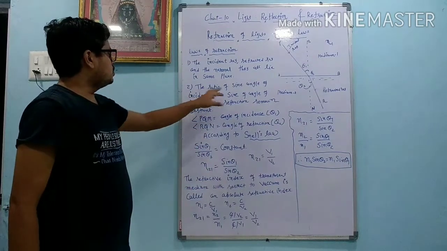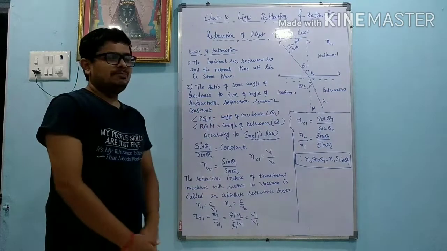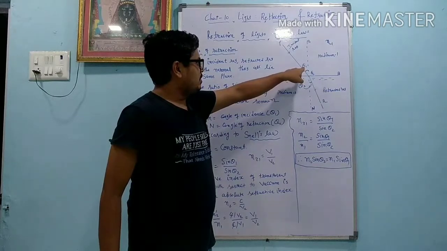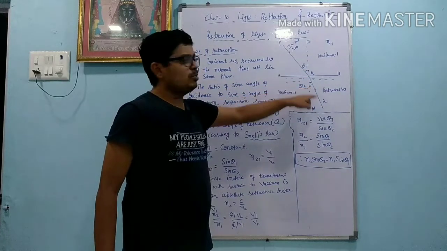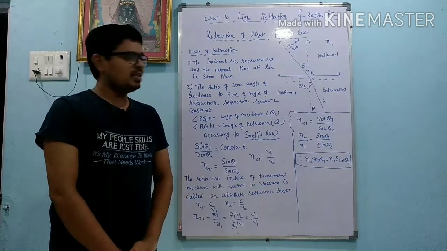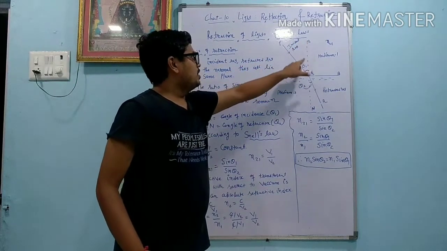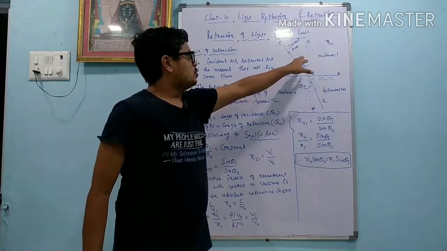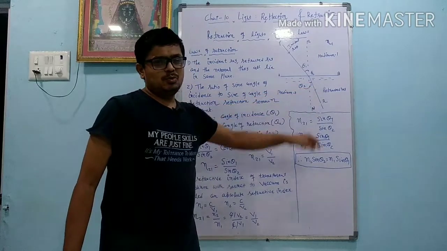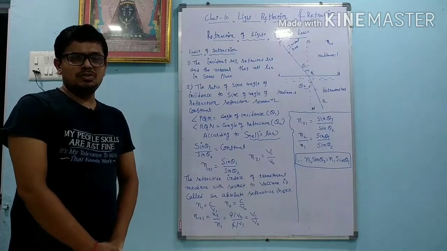Second, the ratio of sine of angle of incidence to sine of angle of refraction remains constant. So the angle of incidence sine theta 1 and angle of refraction sine theta 2, their ratio remains constant. Sine theta 1 upon sine theta 2 equals to constant, that is called Snell's law. Angle PQM is called the incident angle, equals to theta 1. Angle RQN is the angle of refraction, equals to theta 2. So according to Snell's law, sine theta 1 upon sine theta 2 equals to constant.